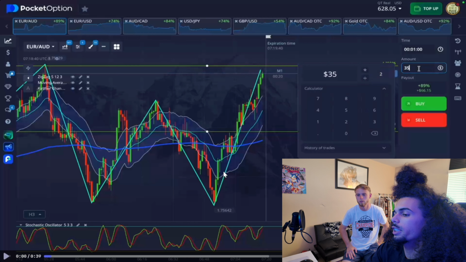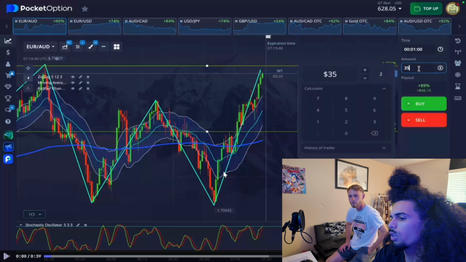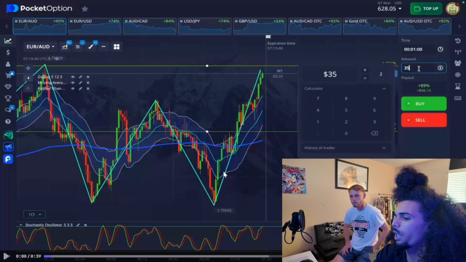And it became resistance for when it tried to go up there. It said, nah, you see, last time we was here, we just kept to fall. So it continued to fall with this candle. Continue to fall. And that's this right here.